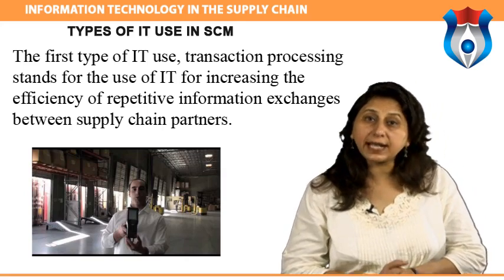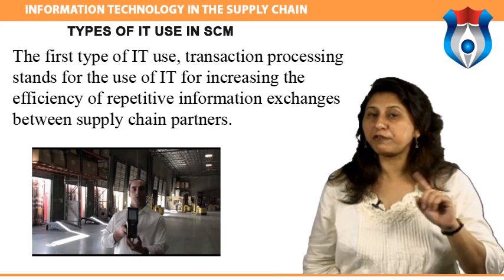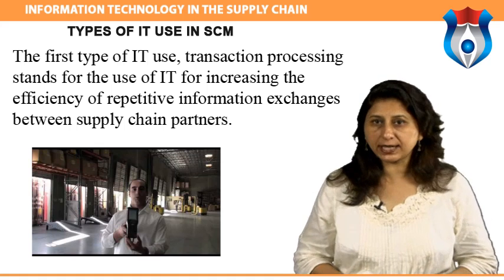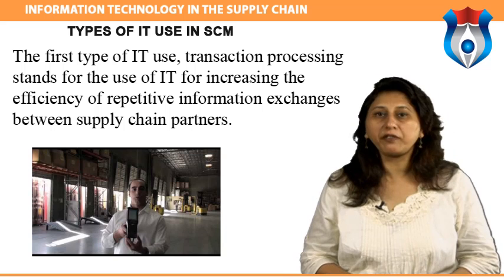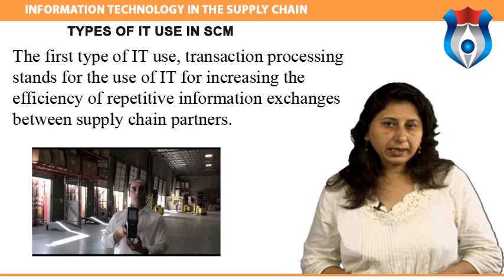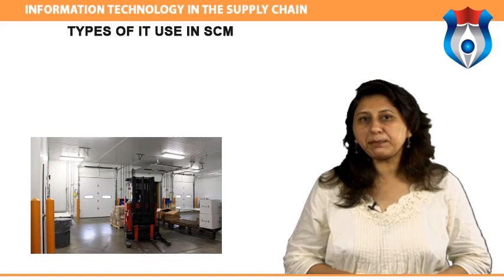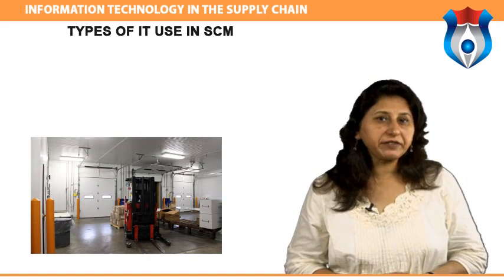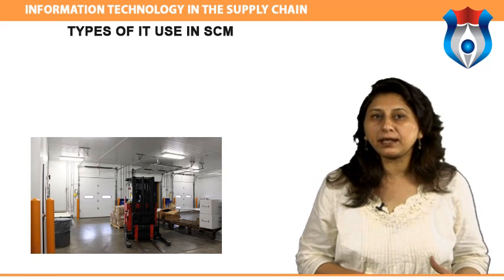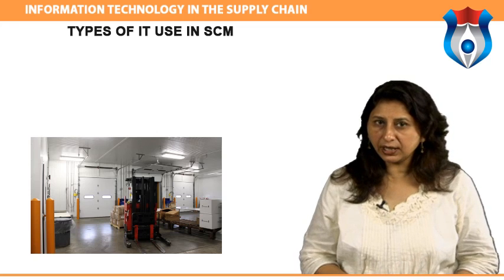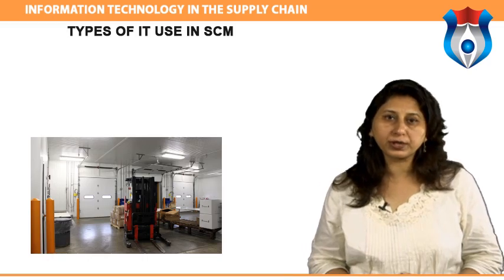Let's talk about the types of IT used in SCM. The first type of IT use, transaction processing, stands for the use of IT for increasing the efficiency of repetitive information exchanges between supply chain partners. In this type of IT use, the exchanged information is typically related to such tasks as order processing, billing, delivery verification, generating and sending dispatch advices, and producing order codes.